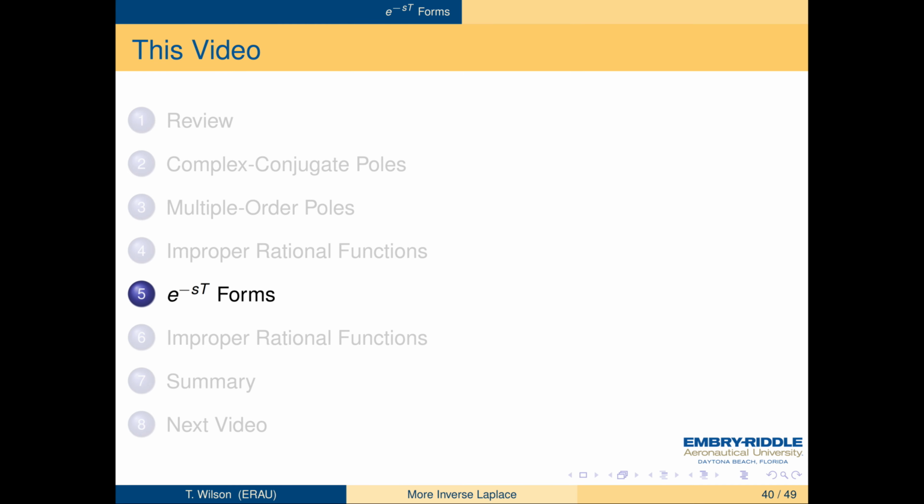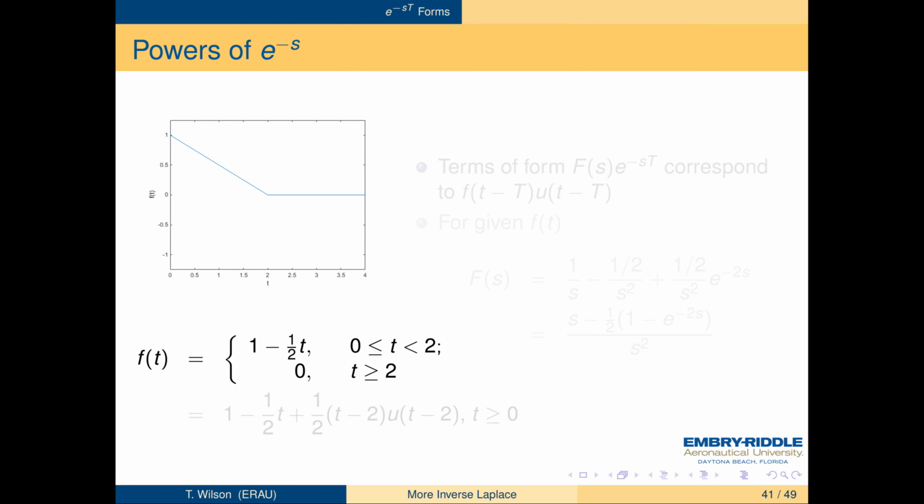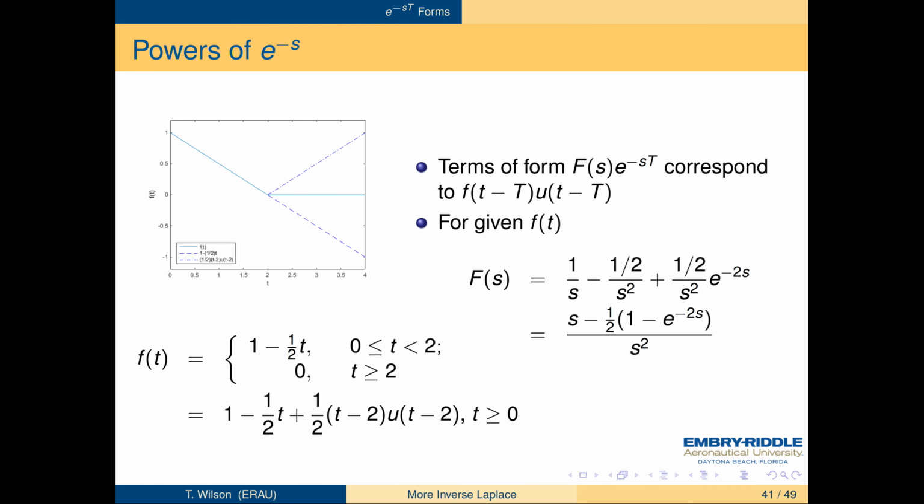E to the minus s t forms. We have seen previously how powers of e to the minus s showed up in expressions involving delayed waveforms. For example, here's a short pulse that ramps down linearly from 1 to 0 over 2 time units. To write the waveform in signals we know the Laplace transform of, we recognize the original signal, if allowed to continue beyond t equals 2, can be counteracted by another ramp of the opposite slope starting at t equals 2 that adds to 0. The delayed term in our signal turns out to have an e to the minus 2s factor in the Laplace transform. It's delayed by 2 time units, so it has an e to the minus 2s factor.